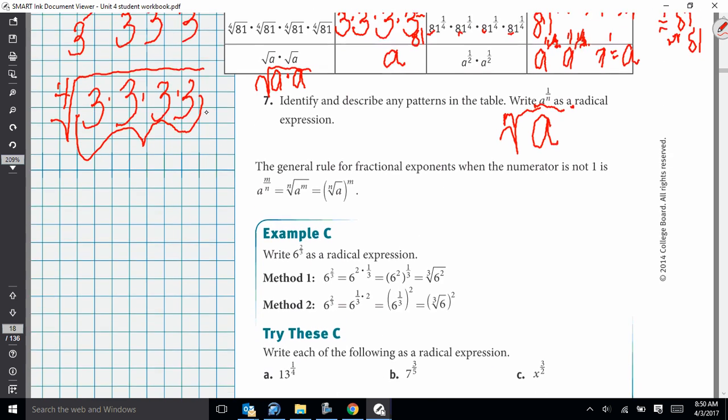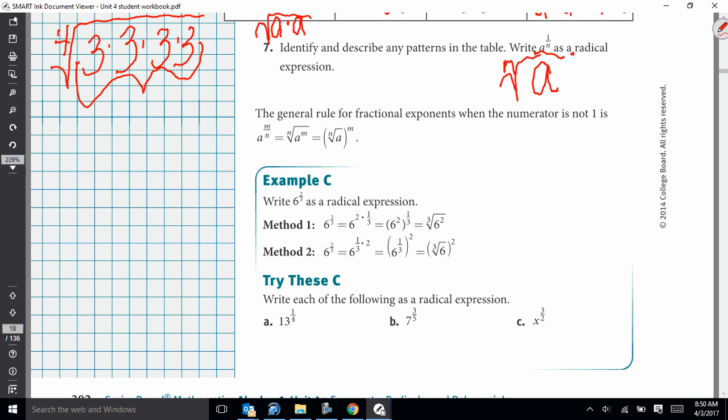All right, so the general rule for fractional exponents when the numerator is not 1 is a to the m over n. Here we have a numerator of m and a denominator of n. Our base goes inside the root, our denominator is our index, and m is the power inside. So we can write it like this, or it can also be written as the nth root of a to the m power.